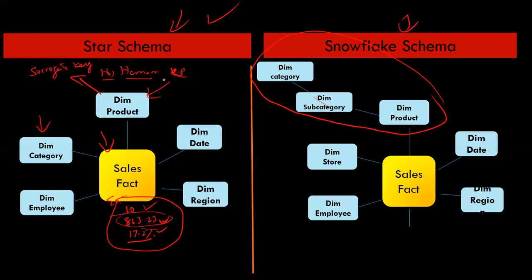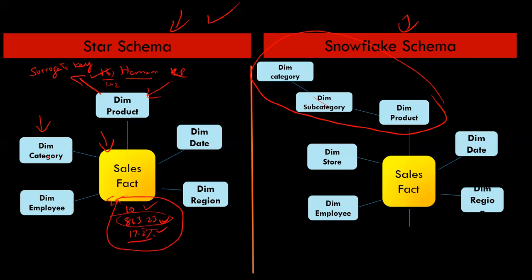Once you store H01, this is your surrogate key. You cannot repeat the same thing again. You have to store each product only once. Similarly, each category you need to store only once. There should not be any duplicates, and so on. The same thing is applicable here and here also.